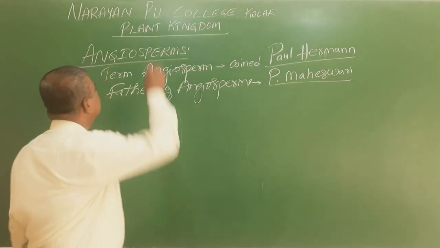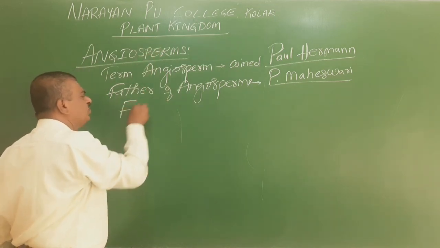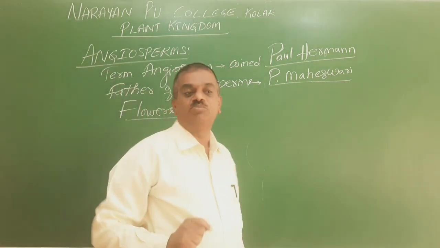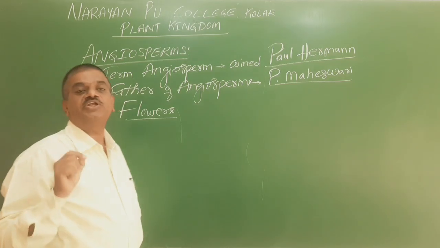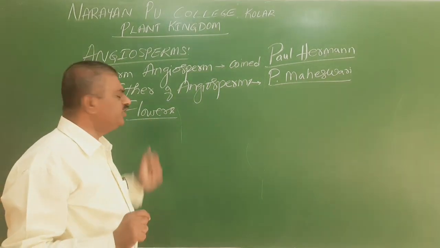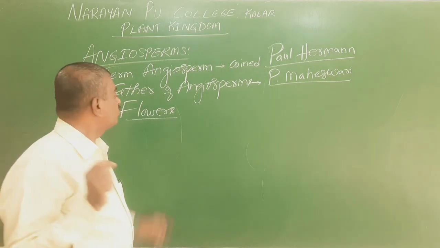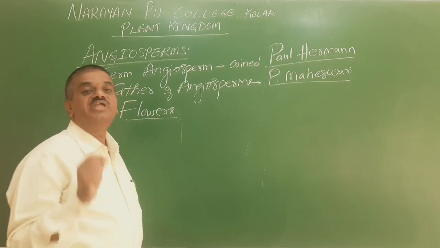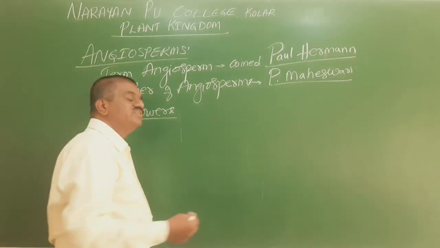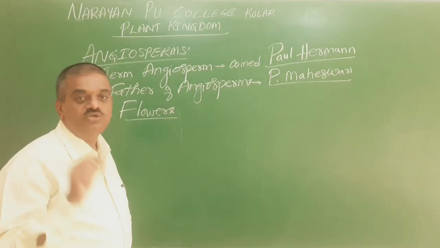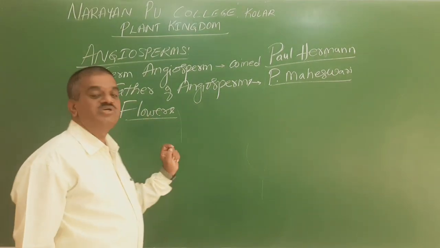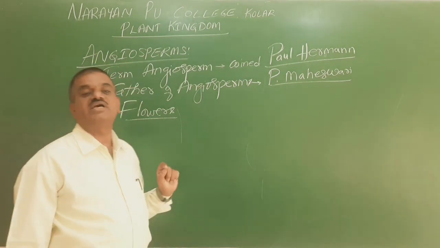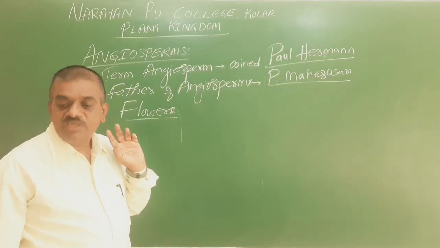So we step into the other points. We know that flowers are called the reproductive parts of the plant body. And we know that flowers are offered to God, and they are given in affection, as a symbol of love. It is given to others. So we say flowers are very important. In the angiosperms, they are called the reproductive parts of the plant body.